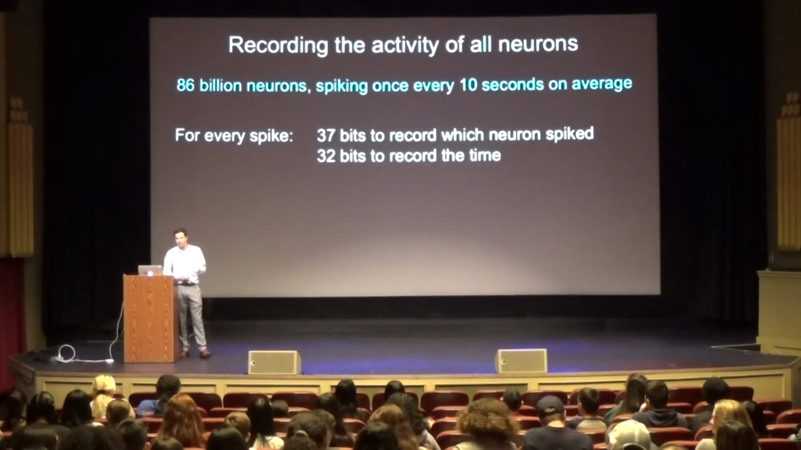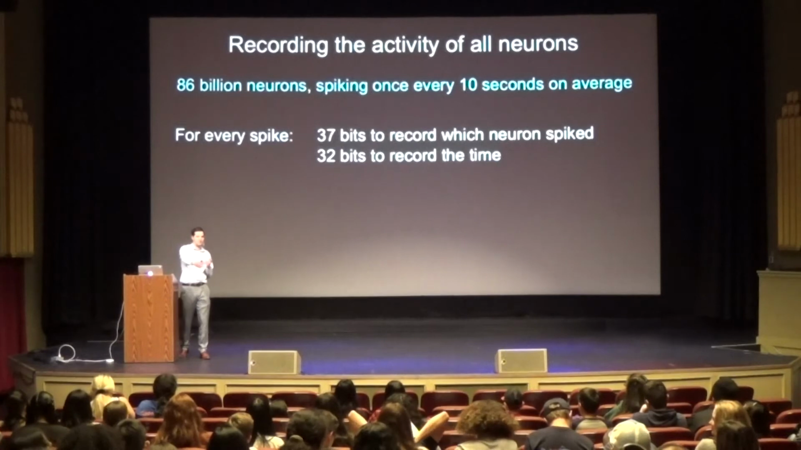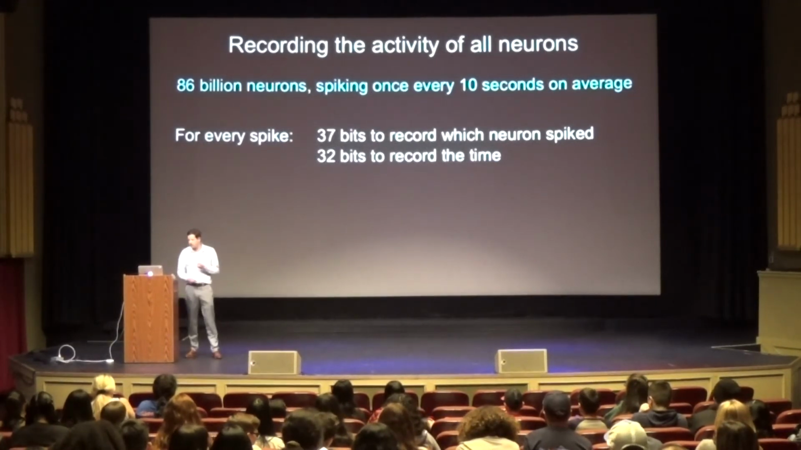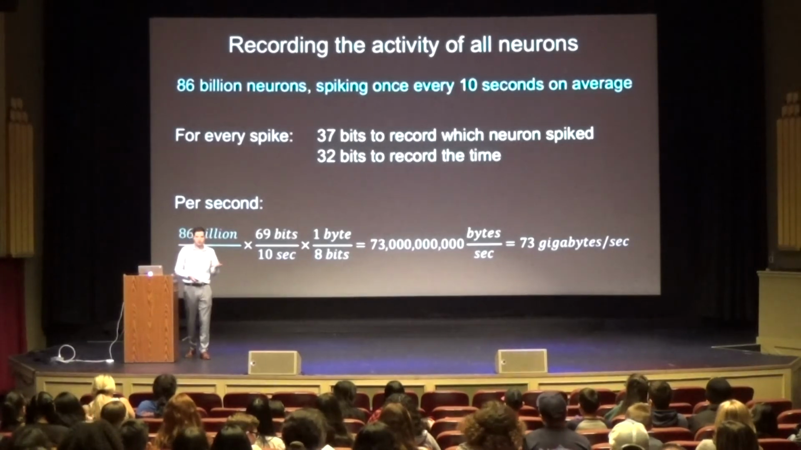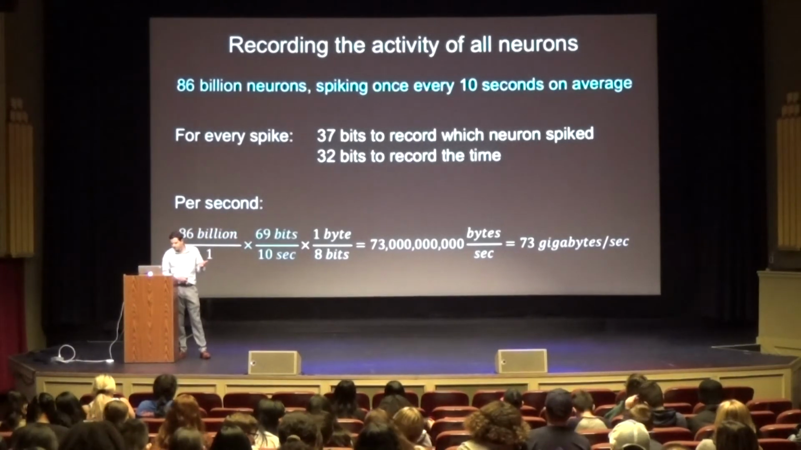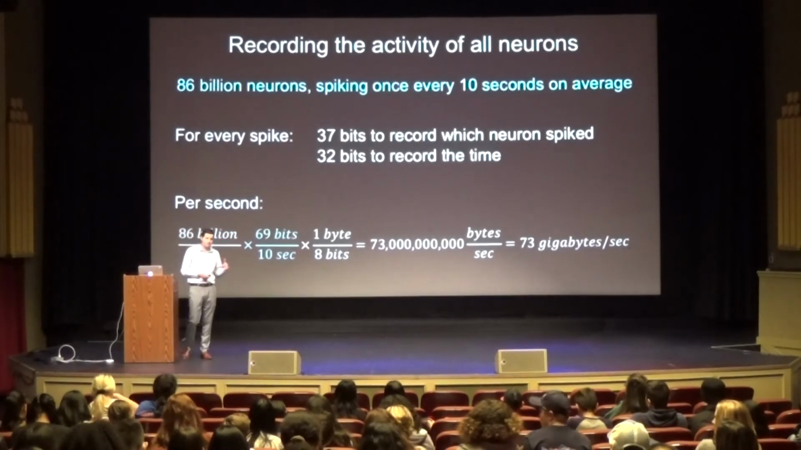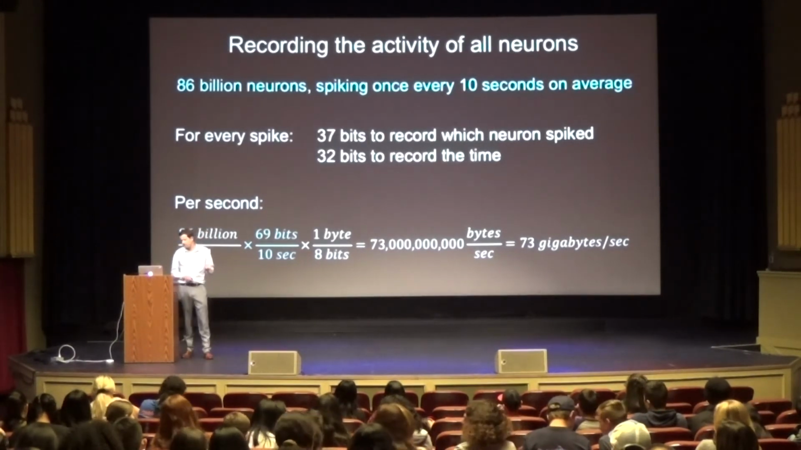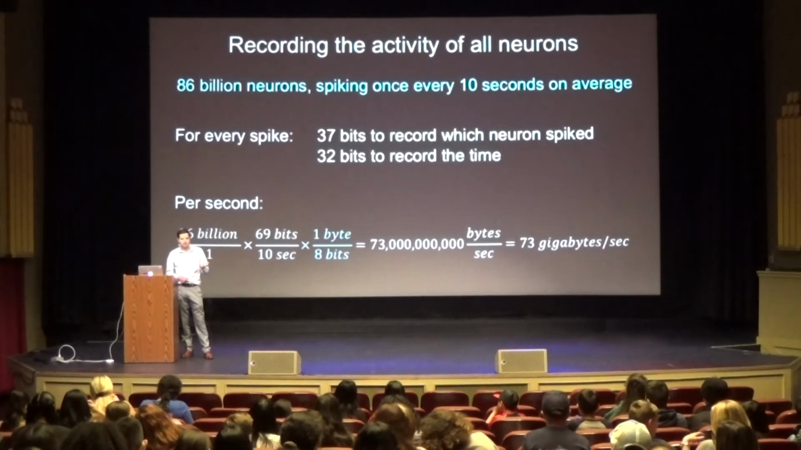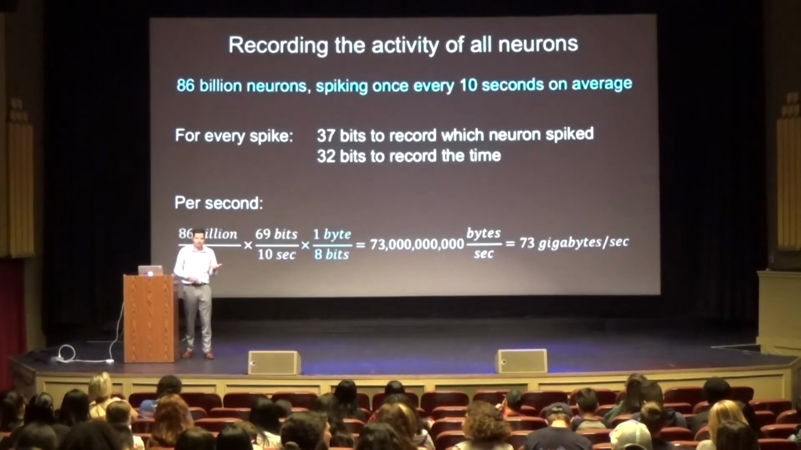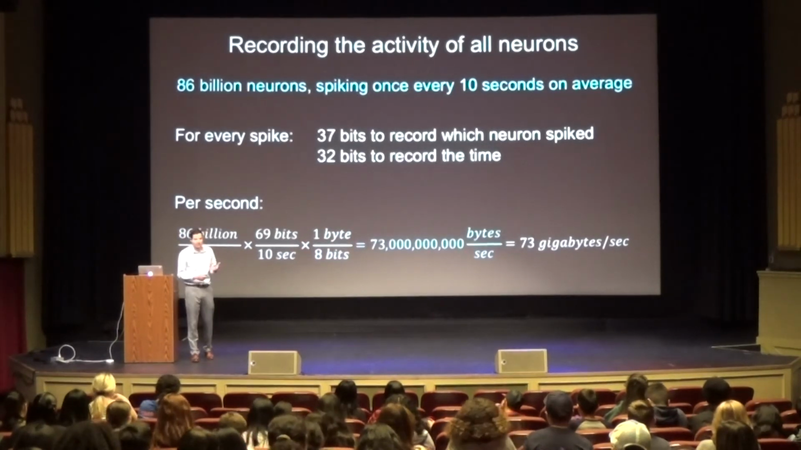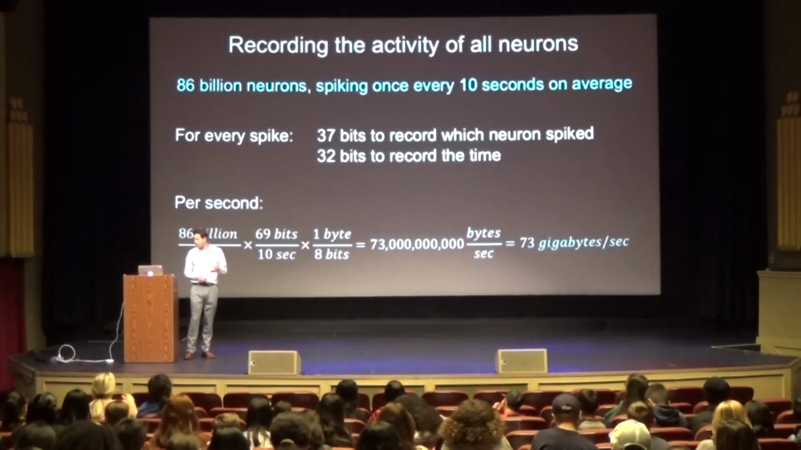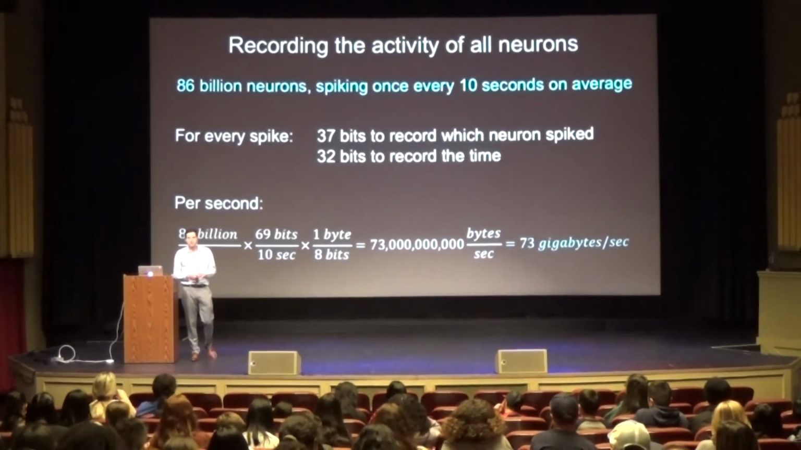So now we can figure out the data stream, or how much data your brain is generating. So for every second, we have 86 billion neurons. It takes 69 bits, as we just said, once every 10 seconds on average. And there are 8 bits in a byte. So under this approximation, it's 73 billion bytes per second, or 73 gigabytes per second.